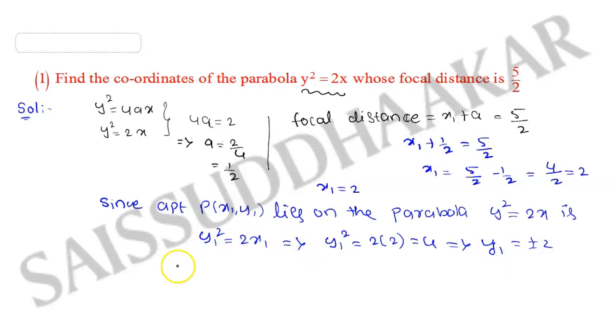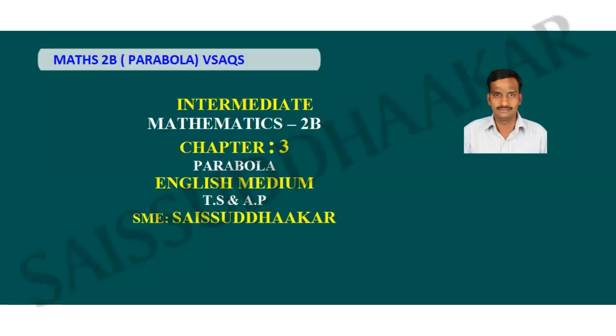So the point we have taken in general is (x1, y1). So x1 value is 2 and y1 value is plus or minus 2. This can be written as 2 points: (2, 2) and (2, minus 2). These are the points that satisfy the focal distance. Right. Now we can go for the next question.